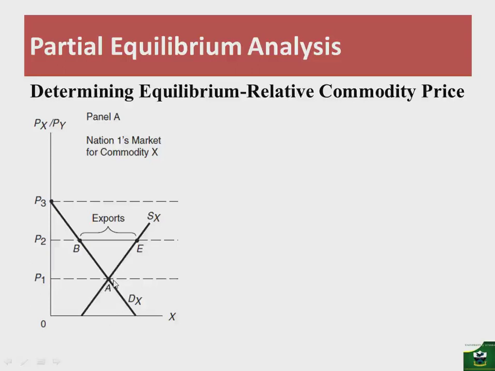Now, at this point, this is the autarky point where what is produced in nation 1 is consumed within the nation. And so, we see that at the price P1, nation 1 is in autarky at point A. The black line, which is moving downwards, is the demand curve, and the upward sloping line is the supply curve for commodity X in nation 1.